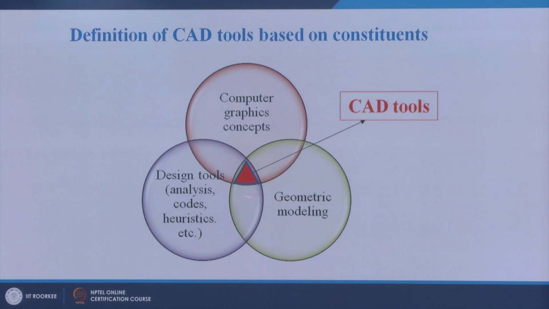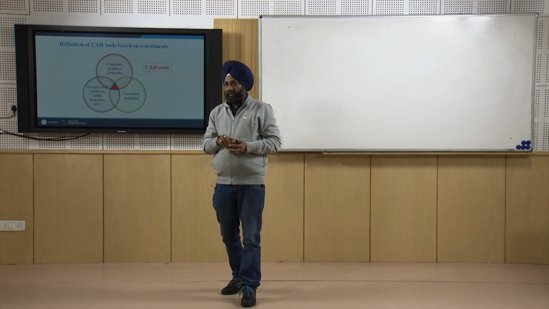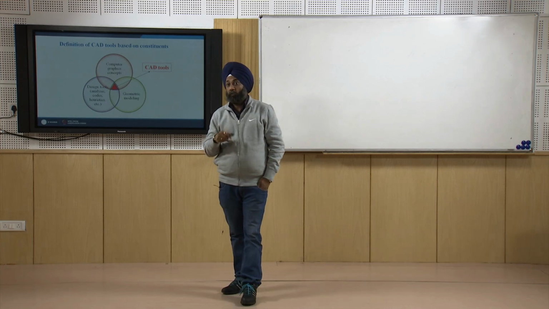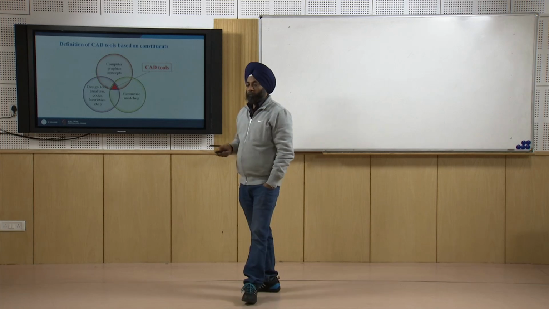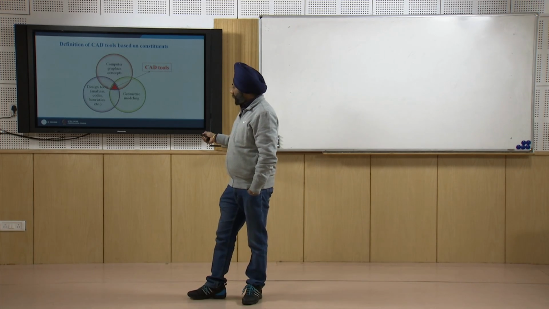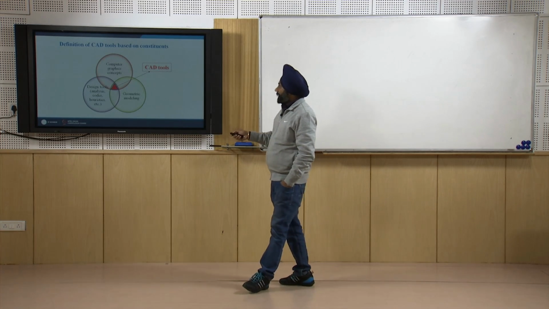Where do they fit in? This red triangle represents the intersection of the various concepts, that is the definition of CAD tools based on the constituents. So there may be softwares which may only be good at computer graphic concepts only. Maybe you can just do the sketching on the screen and then save it for further use, but no analysis can be done based on that sketch. Then you can have geometric modeling where you can do some dimensioning and a drawing can be made, and then there can be analysis tools.